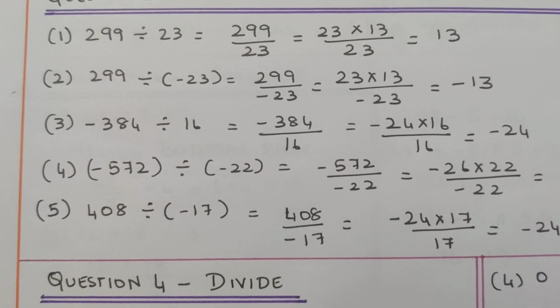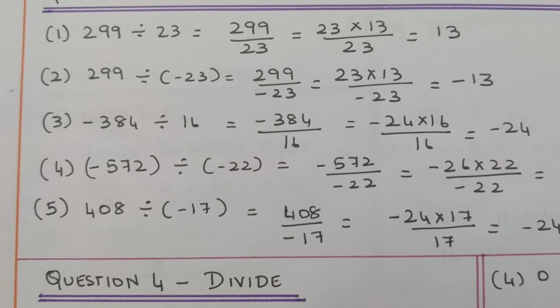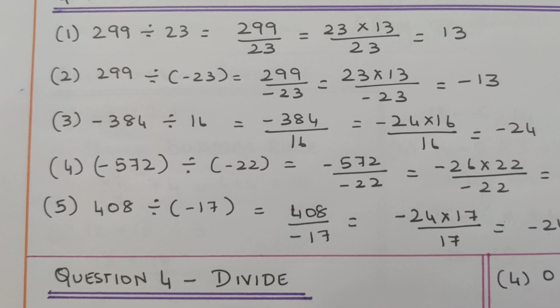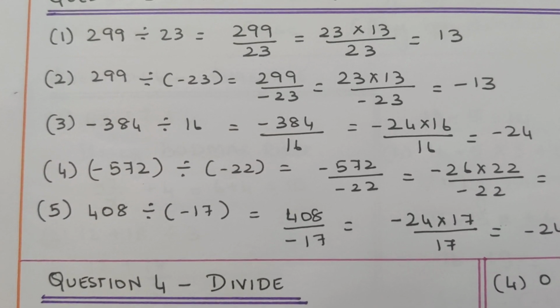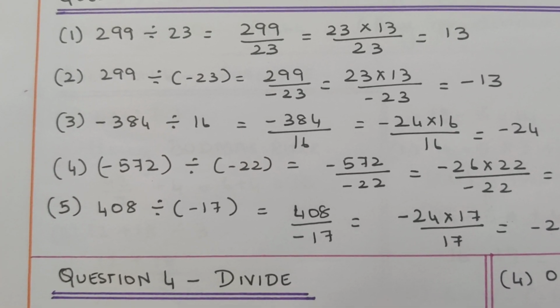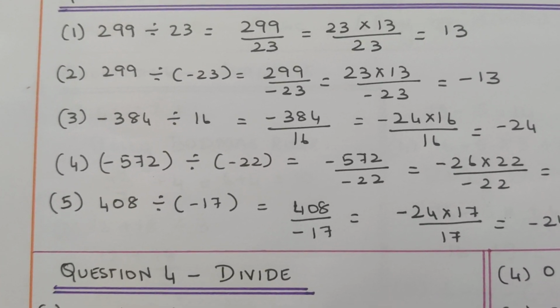The last one, 408 divided by minus 17. That is, 408 I split as 24 into 17 by 17, and the answer is minus 24 because we have a plus sign in the numerator and a minus sign in the denominator. Plus by minus gives you a minus sign.